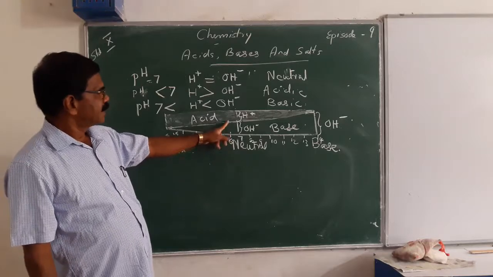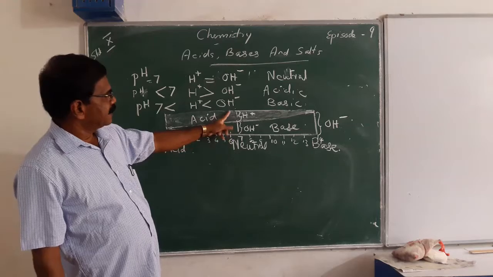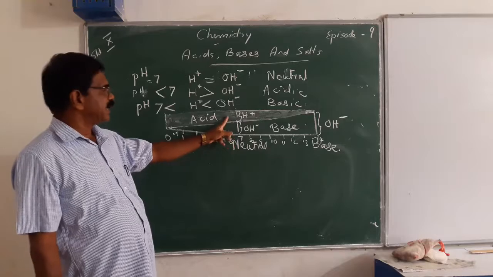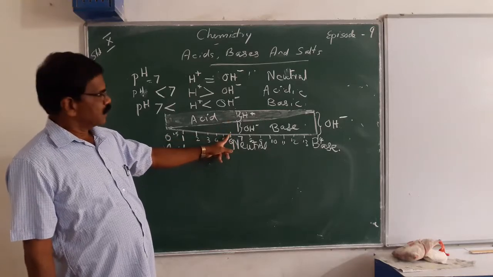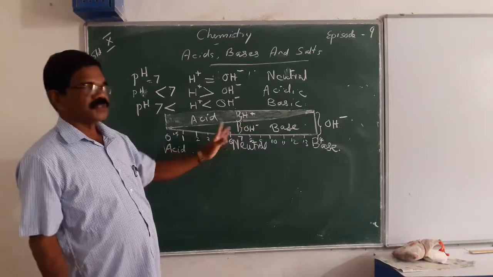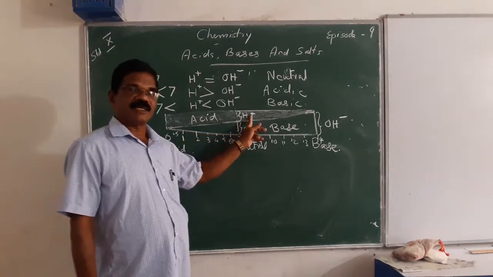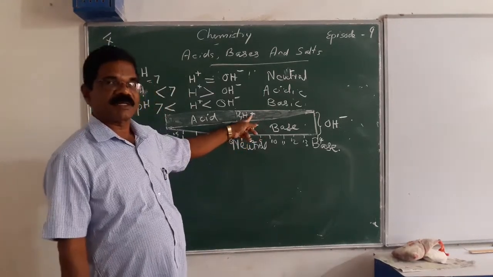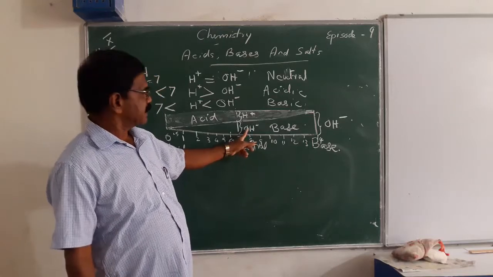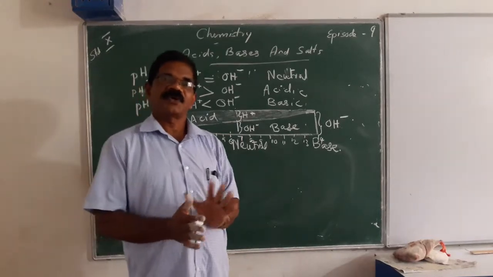Why? If the pH of a solution is 6, what happens? The hydrogen concentration is not much. H plus ion shows acidic property. OH negative ion shows basic property. At pH 7 they are equal, so it shows neither acidic nor basic property.